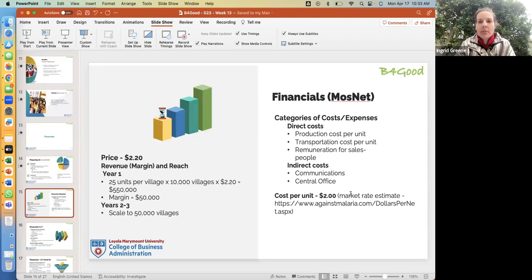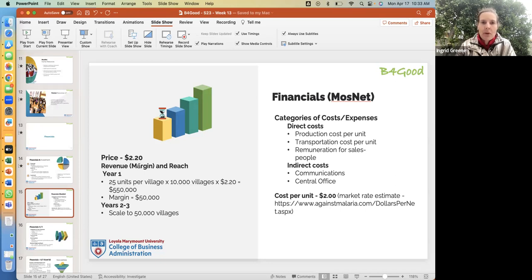And this is also comparable to what the market rate looks like. You got that from againstmalaria.com. This is the source as to what other mosquito nets are charging, or the cost of the mosquito nets. Then you decide to put 20 cents on top for your margin. That's the revenue that you'll be making.